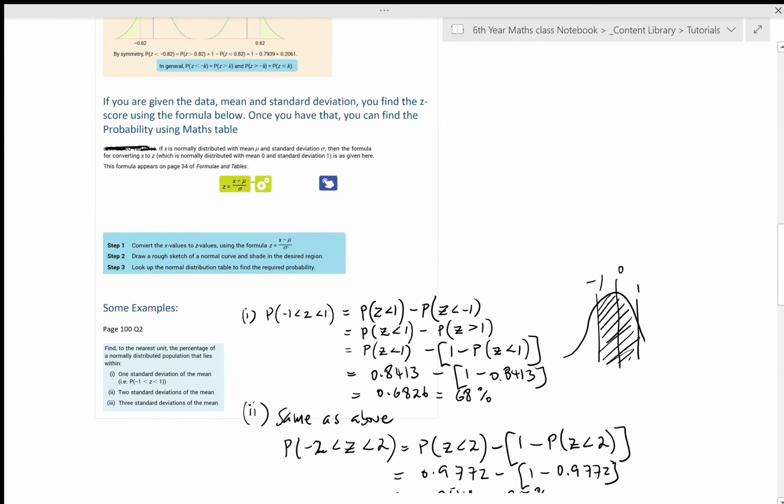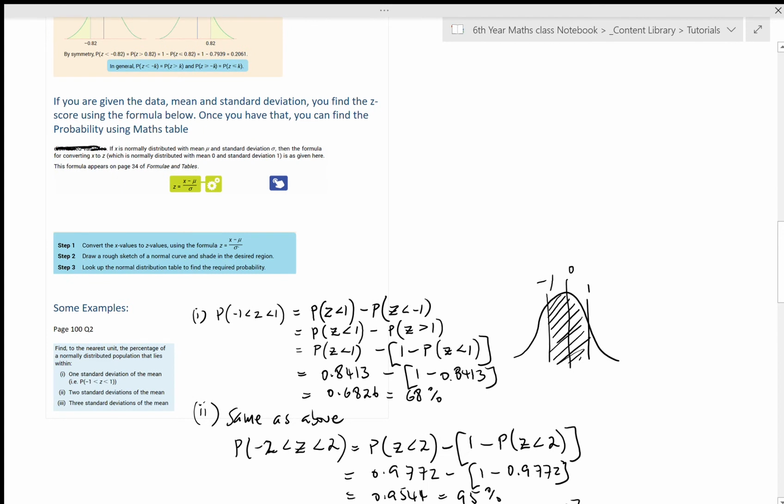Okay, so a quick example here: we're asked to find the probability, the percentage of the normally distributed population that lies within one standard deviation of the mean. You can see there we've written it out. Again, because we can't work with negative values from a table, we have to convert them. You can see the conversions around there. A quick sketch to give you a general idea of what you're looking for, and then you're just looking in the tables.